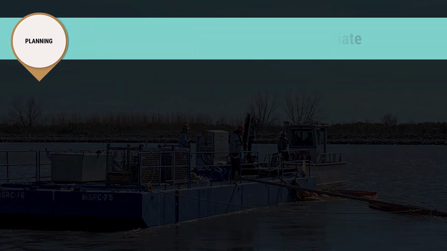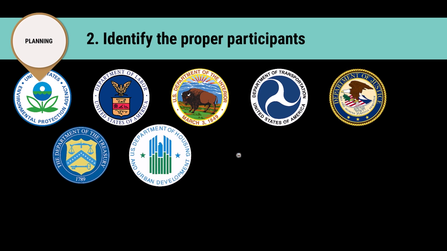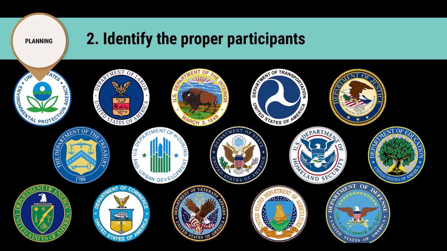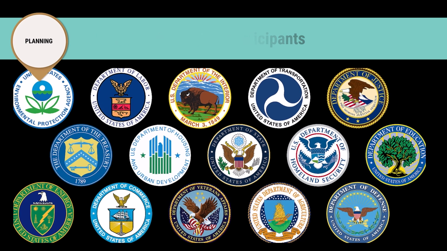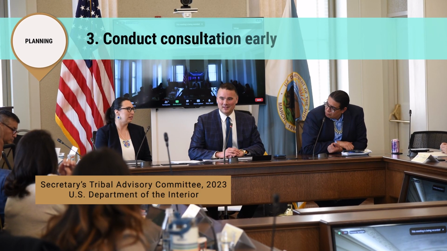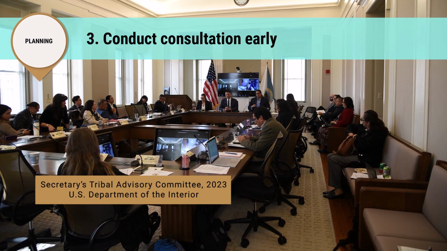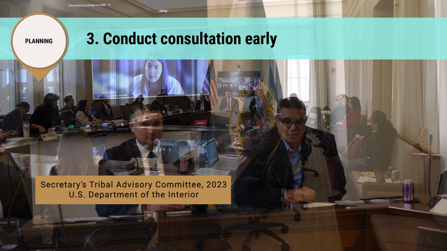If consultation is determined to be appropriate, identify the proper participants, i.e., other possible agencies and the necessary or key federal and tribal decision makers. This was discussed in Module 1. Plan to conduct tribal consultation as early as possible in the agency decision-making process and as often as needed. This was discussed in both Module 2 and 3.